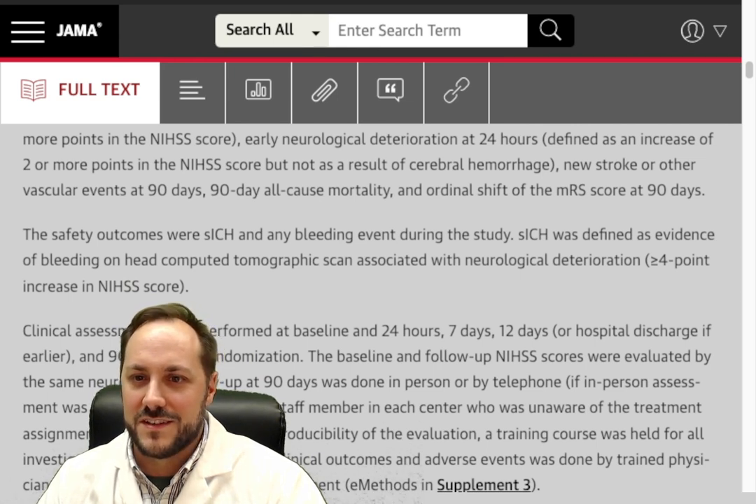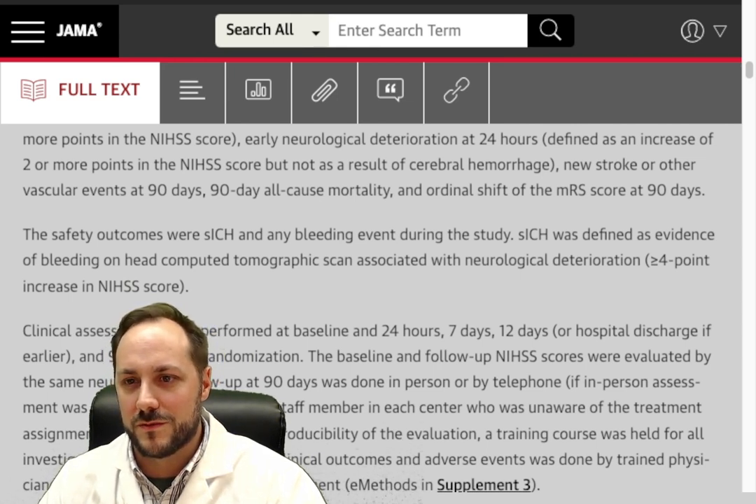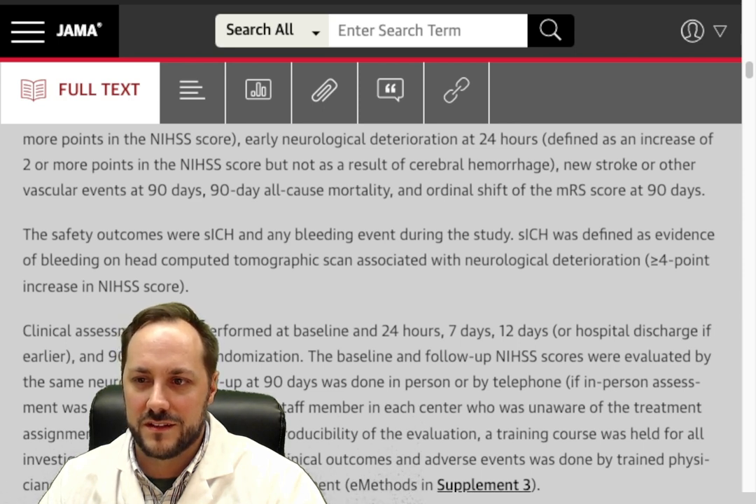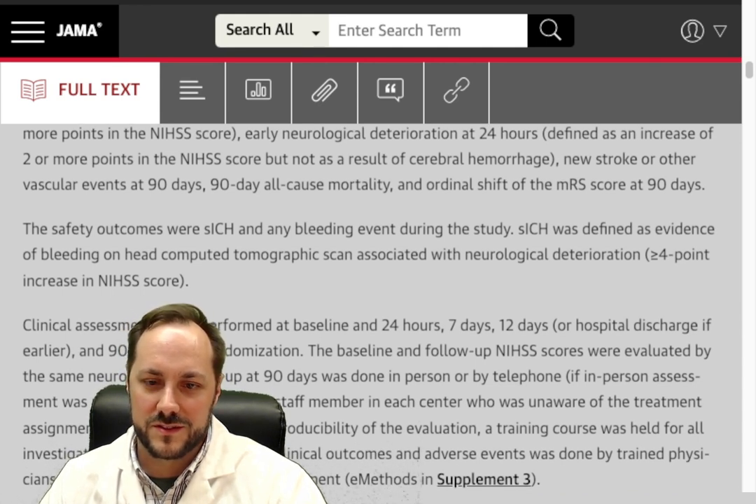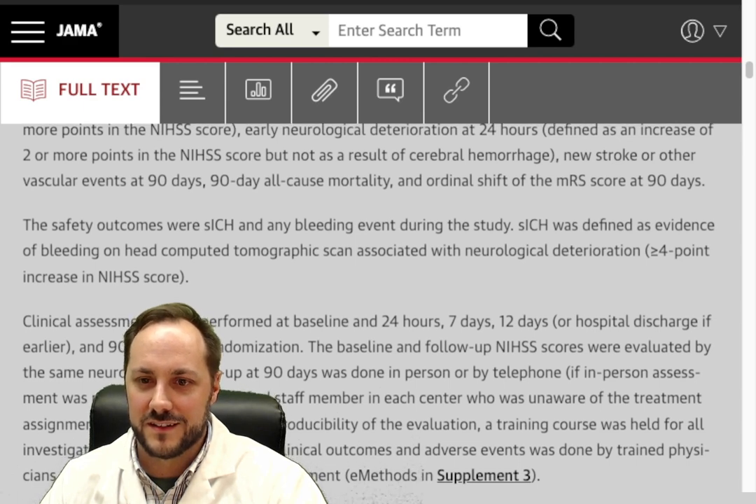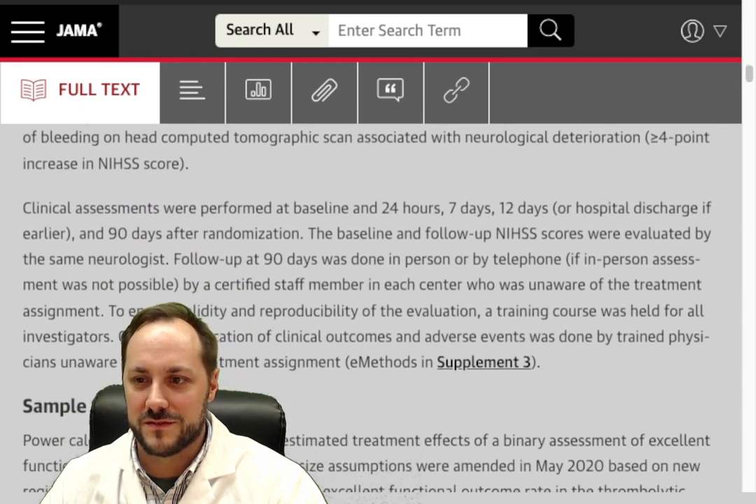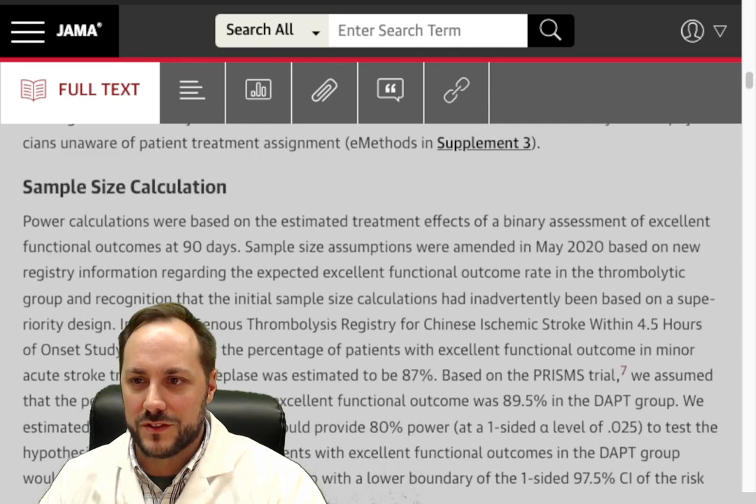So the safety outcomes were symptomatic intracerebral hemorrhage and any bleeding event during the study. Symptomatic intracerebral hemorrhage was defined as evidence of bleeding on head CT scan with neurological deterioration defined as worsening more than 4 on NIH stroke scale. So you could have a lot of criticism with this because I would argue that any worsening at all and having a hemorrhage on the CT scan should be accounted for in this data when you're trying to tease out such small benefits between the two.